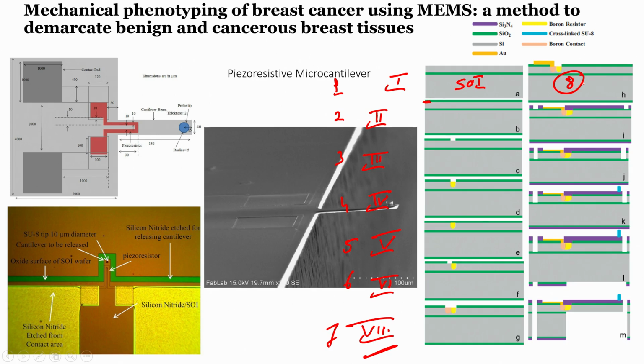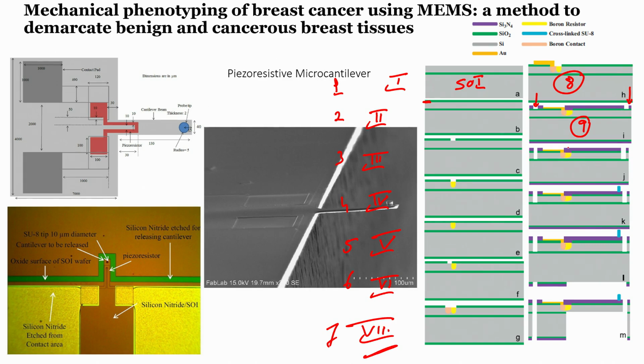So, after this boron resistor diffusion, boron contact diffusion, gold deposition for creating contact pads, the next step would be to deposit silicon nitride and pattern it as shown in step number 9. So, you deposit silicon nitride everywhere and then create window.